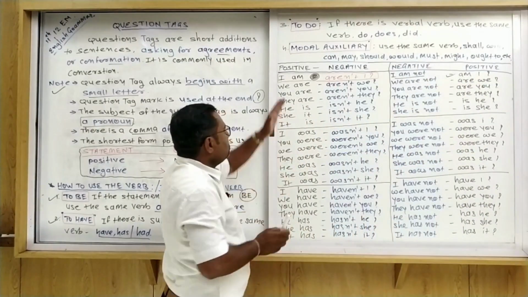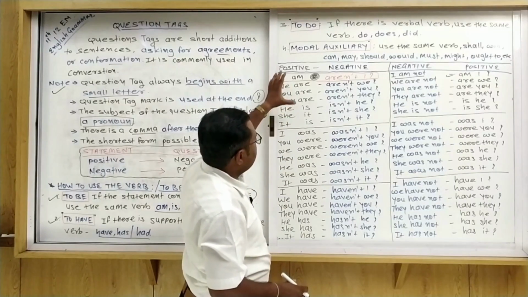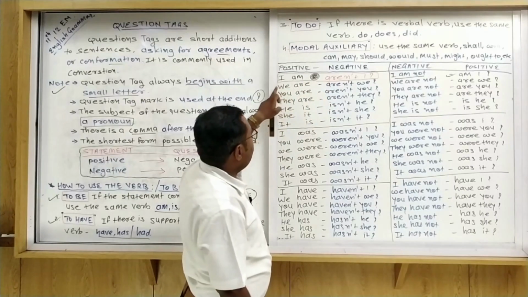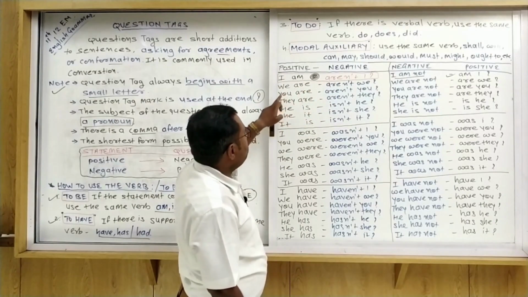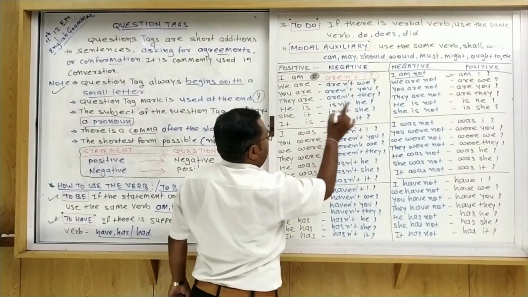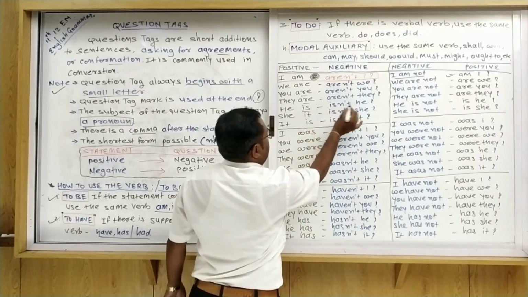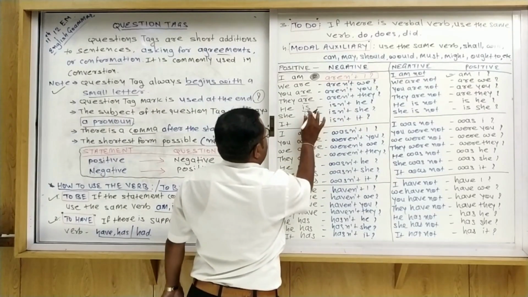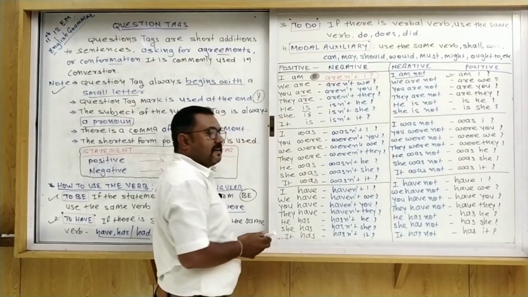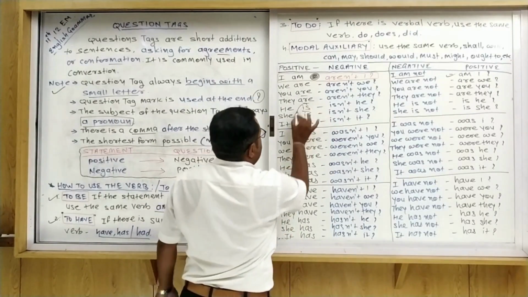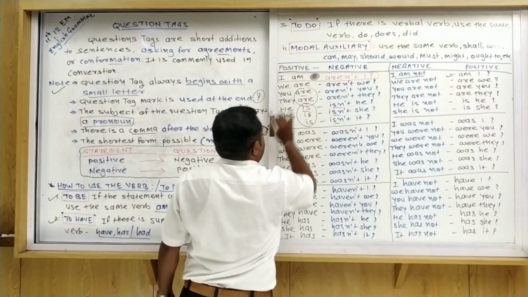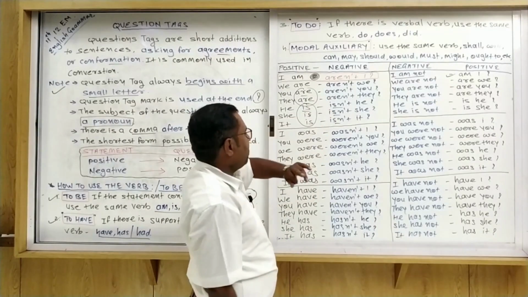First of all, dear friends, we focus on positive into negative. So I am, aren't I? We are, aren't we? You are, aren't you? They are, aren't they? He is, isn't he? She is, isn't she? It is, isn't it? So here I use is, so the question tag is isn't, and suppose here are, so aren't.